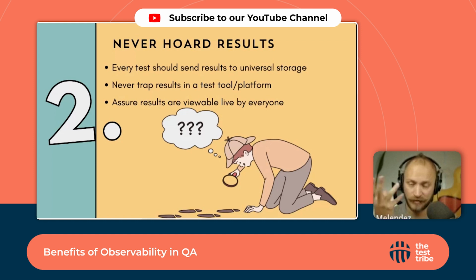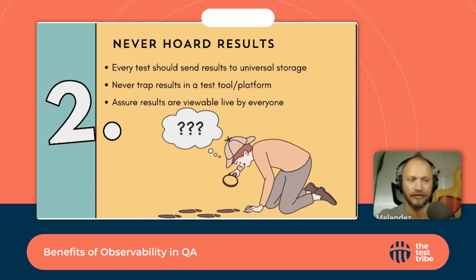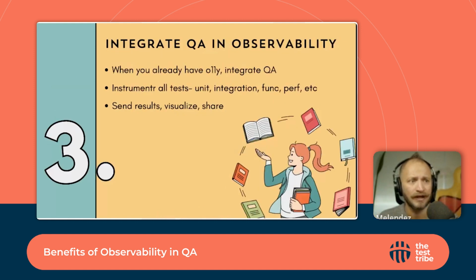Now, with the results, these metrics, these traces, these logs, never hoard them. Never let them be trapped inside of a tool, inside of a platform, inside of your Jira, inside of your Q-test or whatever, your X-ray. Don't let these results be trapped inside of that platform. Put them in a central location so that you will be able to share it with anyone on the team, whatever needs it, person or system, because your continuous integration platform may also need them.